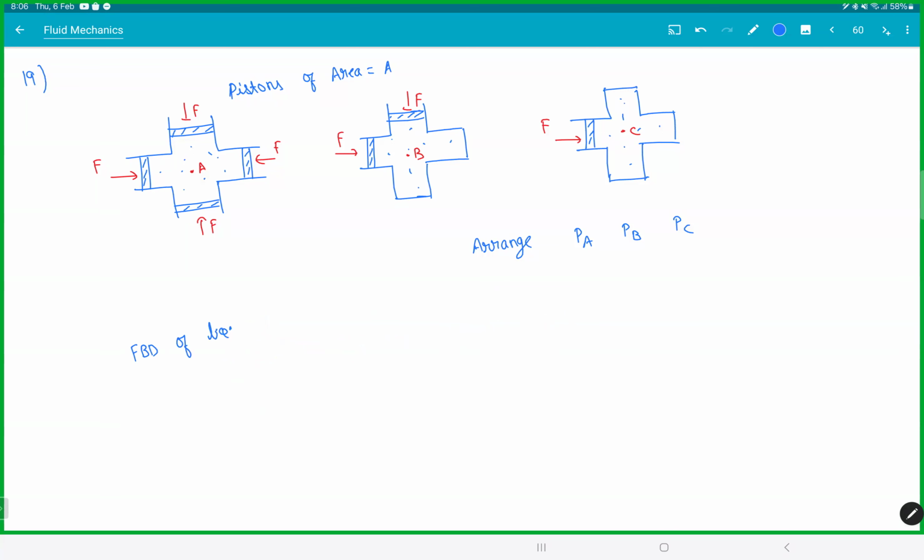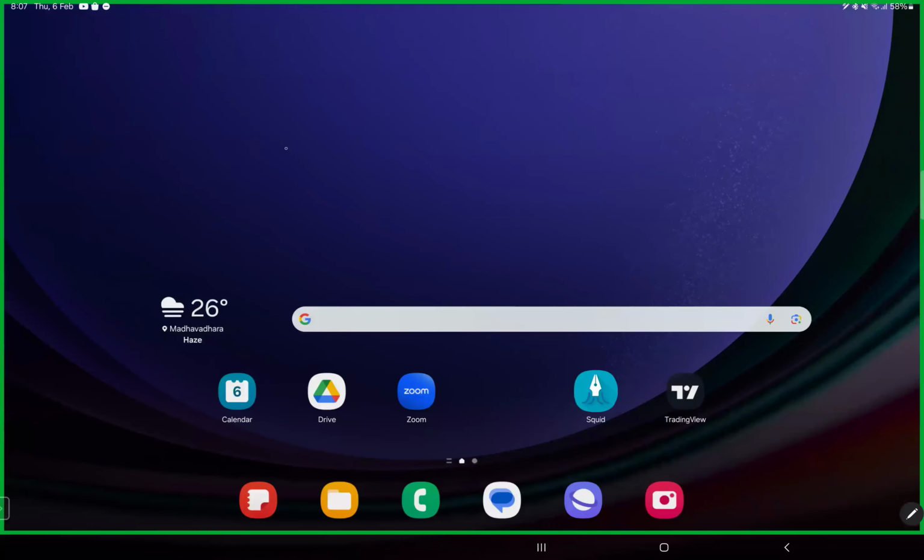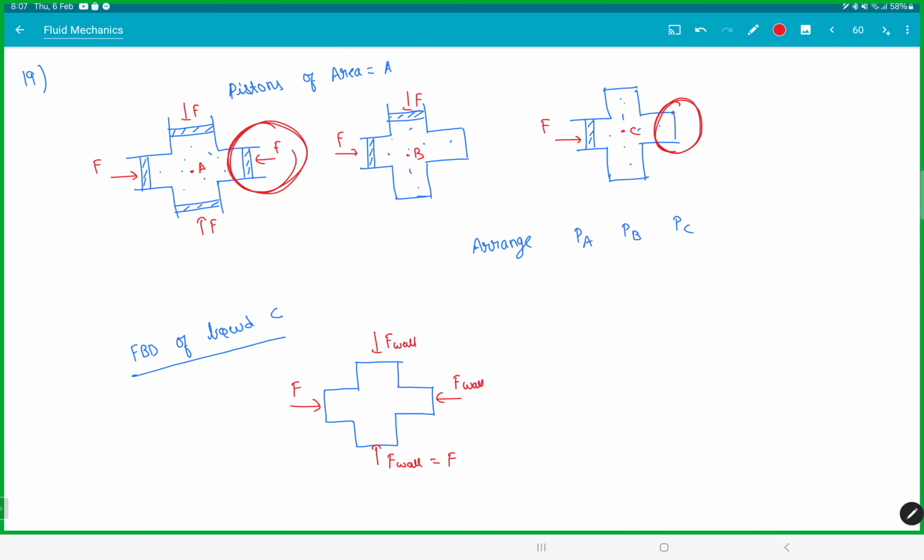If you draw the FBD of the liquid, for example liquid C, you will notice, fair enough, there is a force here, but you're forgetting there's also a wall force. And because it is in equilibrium, this is also equal to F, isn't it? All the 3 liquids are identical. Just imagine the situation. If I don't apply this force here, what will happen? Will the piston be there? It will fly out, isn't it? So basically, this force is simply playing the role of a wall.